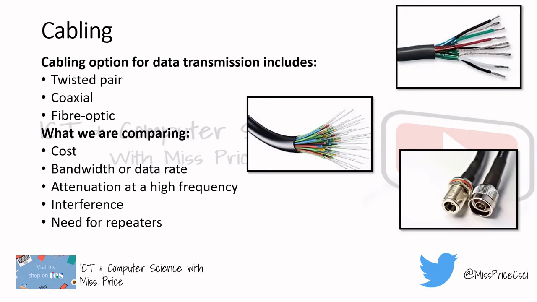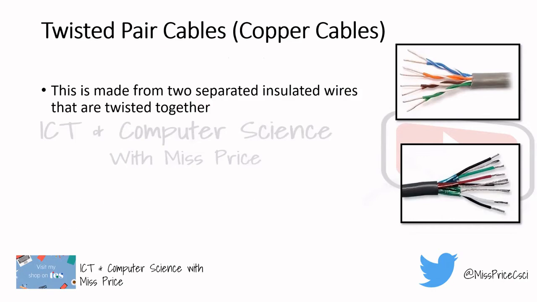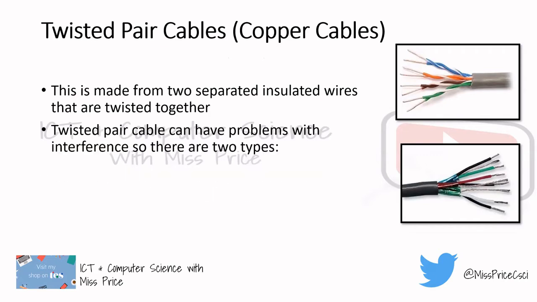So the first one we're going to look at is the twisted pair cable. Now, the first two types of cable we're looking at, the coaxial and the twisted pair, are both copper cables. So these are very, very common. They're made from two separate insulated wires that are simply twisted together. They have problems with interference, unfortunately.